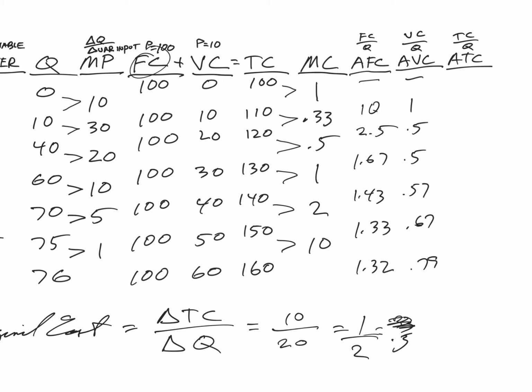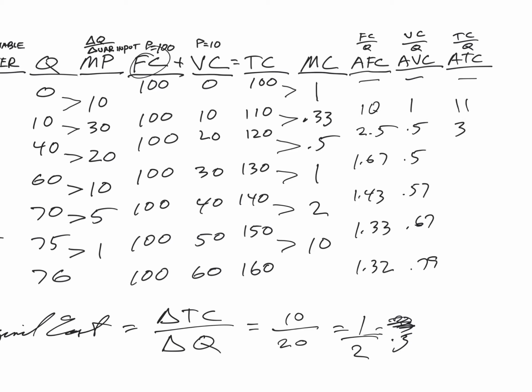And then last, average total cost. Thank goodness, right? Average total cost is total cost divided by Q. Well, again, here's total cost. So that'd be 100 divided by 0, undefined, 110 divided by 10, 120 divided by 40, 130 divided by 60, and so forth. Okay, so that gives us, down here, 11, and 3.